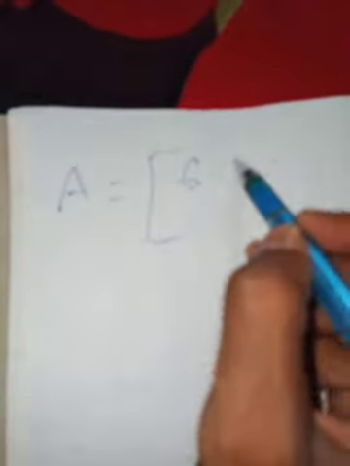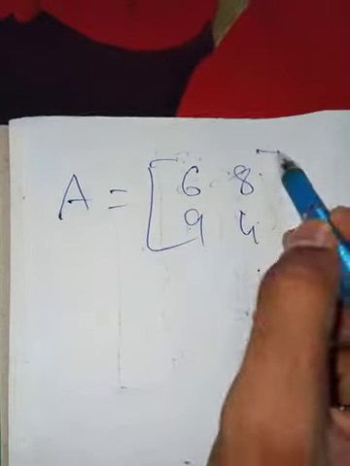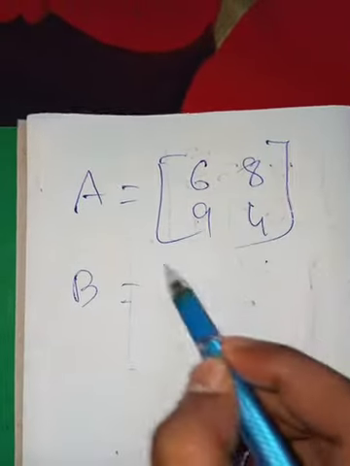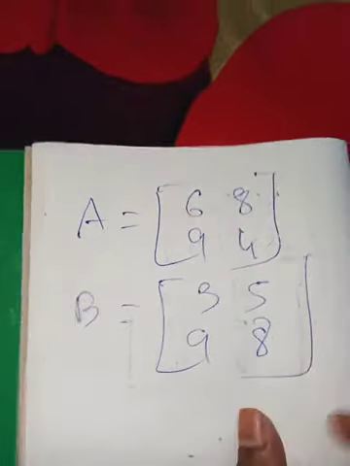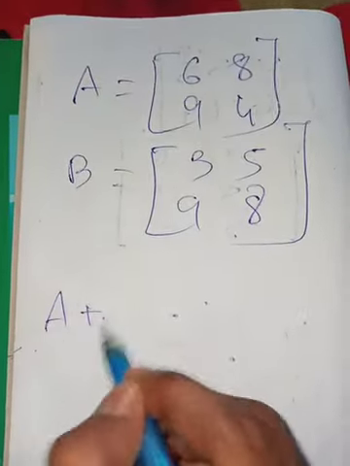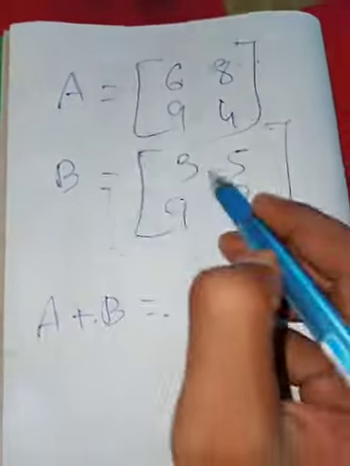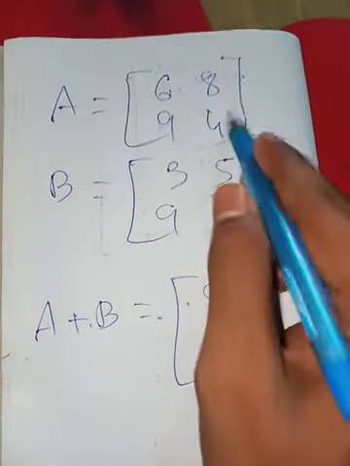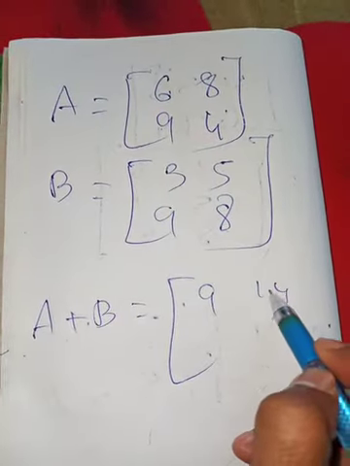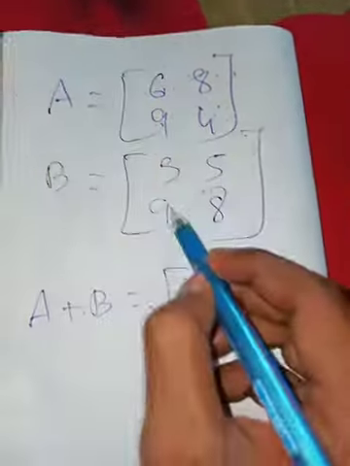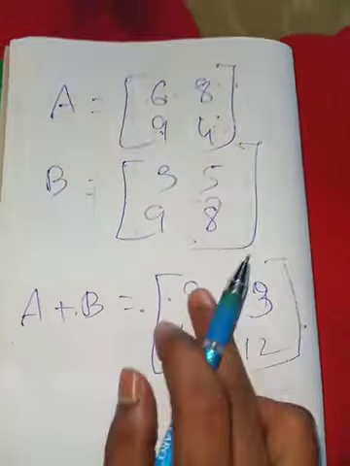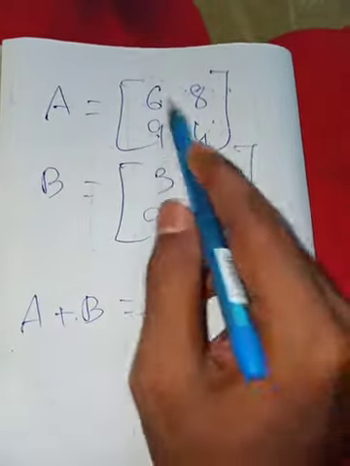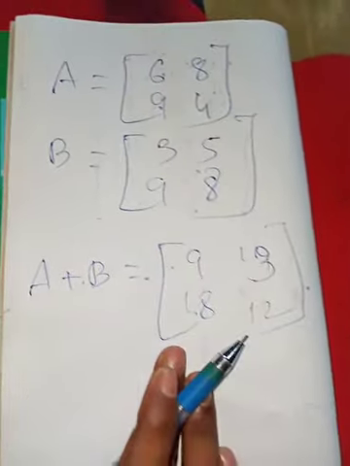Like there are two matrices given: A is 6 8 9 4 and B is 3 5 9 8. What will be A plus B? That means you have to add each element: 6 plus 3 is 9, 8 plus 5 is 13, 9 plus 9 is 18, 4 plus 8 is 12. It is only possible because both matrices have the same order.